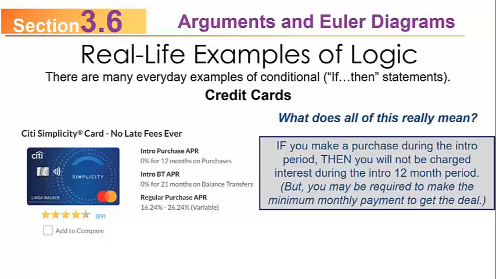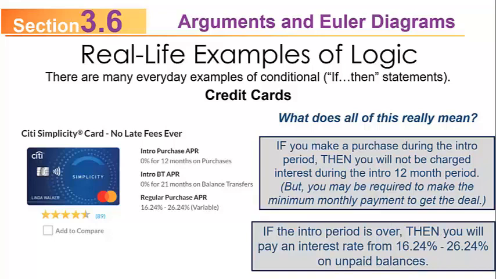If you were to read this, what could you get out of it? Well, one thing you could get out of it is if you make a purchase during the intro period, then you will not be charged interest during the intro 12-month period. In other words, that's an if-then statement. They appear everywhere. But you might be required to make the minimum monthly payment to get the deal. Lots of fine print. What else might you get from this? Well, if the intro period is over, then you will pay an interest rate from 16.24% to 26.24% on unpaid balances. Again, when you read through these credit card contracts, they're just full of these if-then statements, which are the basis of our logical arguments.